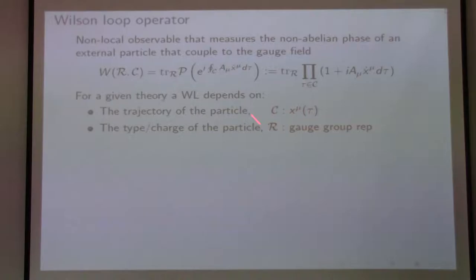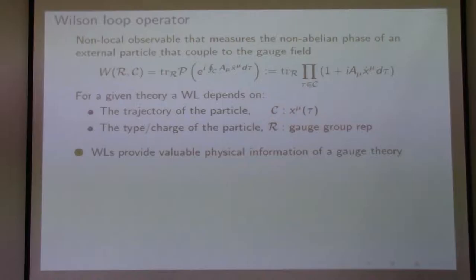This is called the parameterization. And it also depends on the type of particle you move along this closed contour, so the type of the charge of the particle. And this is encoded in the representation in which you take the trace. In the rest of the talk, I'm only going to be talking about the fundamental representation. That's why we also sometimes call them quark particles.